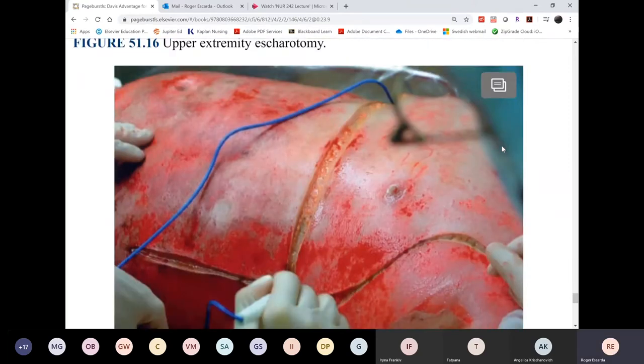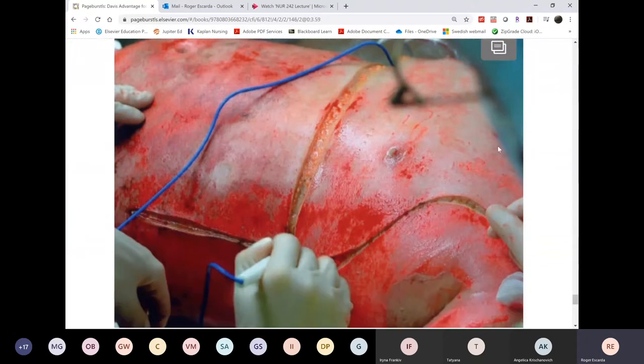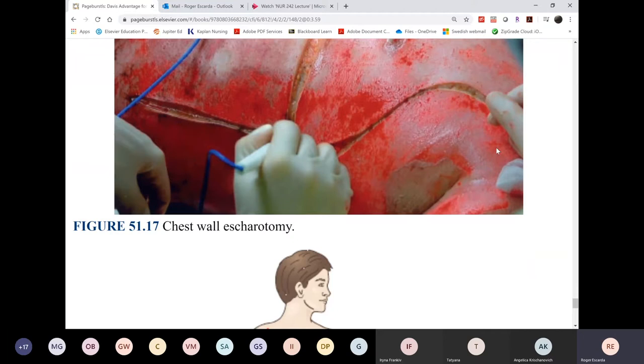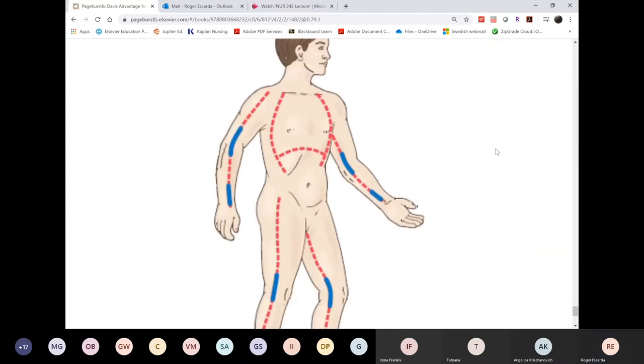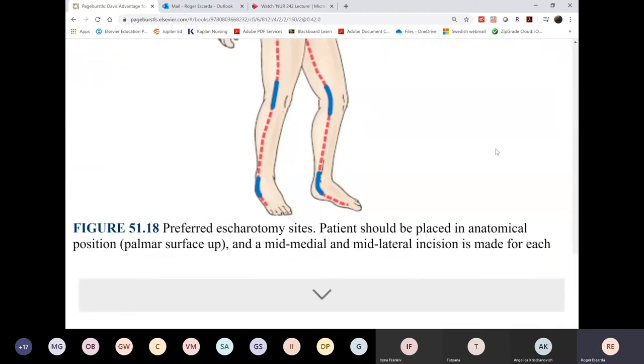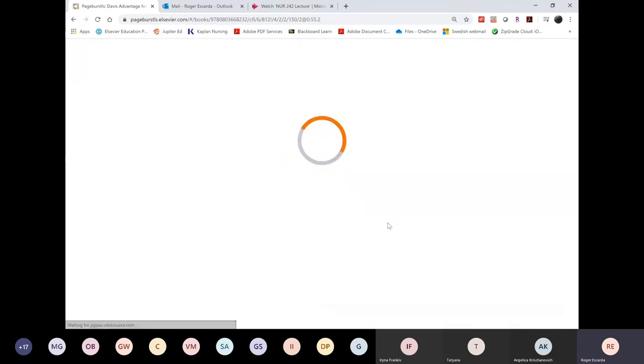Escharotomies can also be performed on the torso, because the same thing, if the entire chest is burnt to a crisp, that will impair chest expansion, so the patient can't breathe, so it can also be done on chest burns. And we don't need to know where exactly to cut, because we're not doing the cutting anyway.